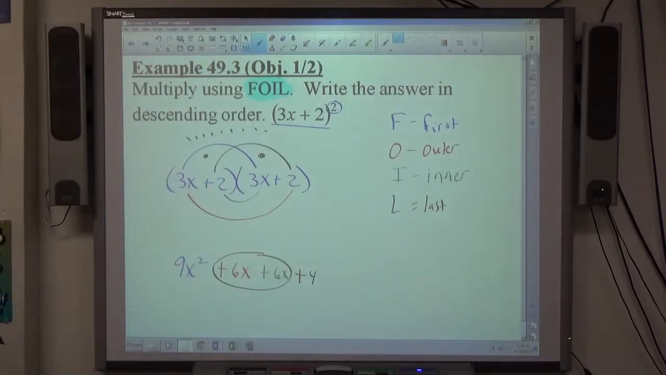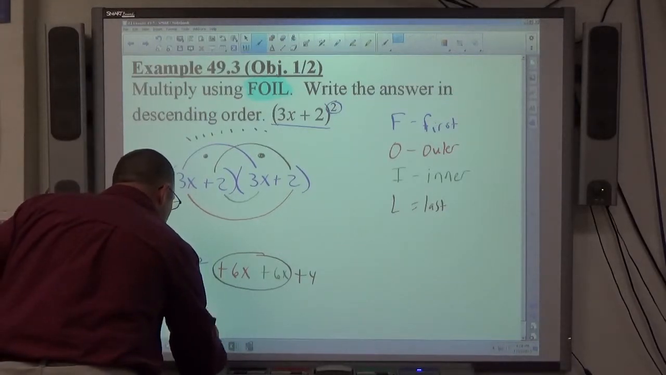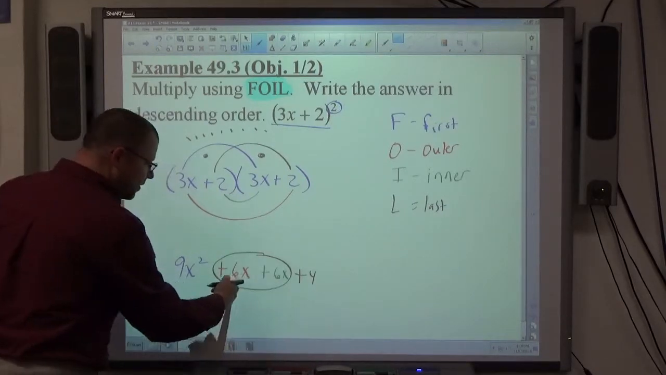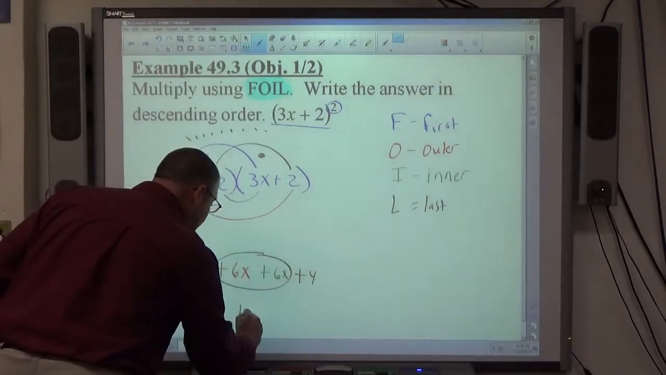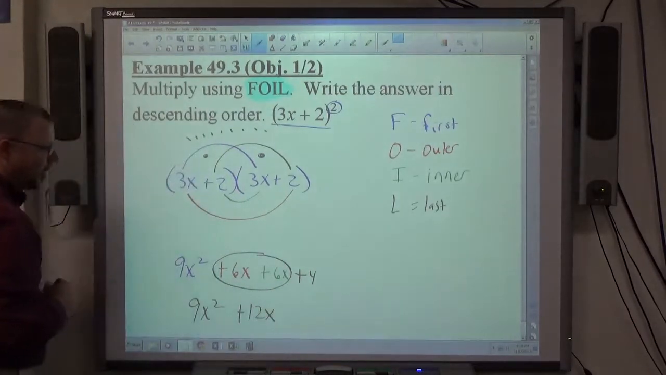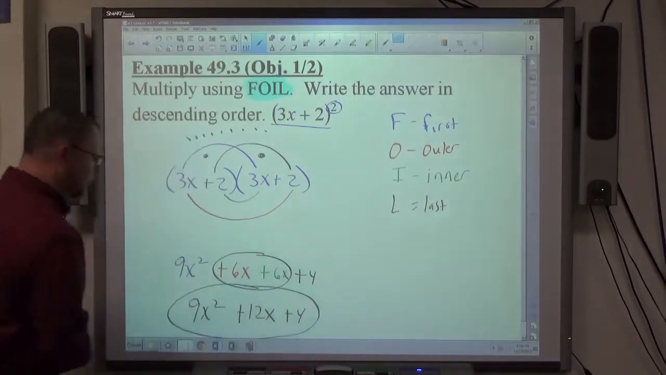Both of those are 6x's. They don't have to be 6x necessarily, but the fact they both have x means I can add or subtract them. So 9x squared, there are no other x squared terms, nothing else happens to that. 6x and 6x both are positive, so I add them together, I get 12x. Remember, when we add letters, we do not change powers. Plus 4, there's no other constant, so 9x squared plus 12x plus 4.